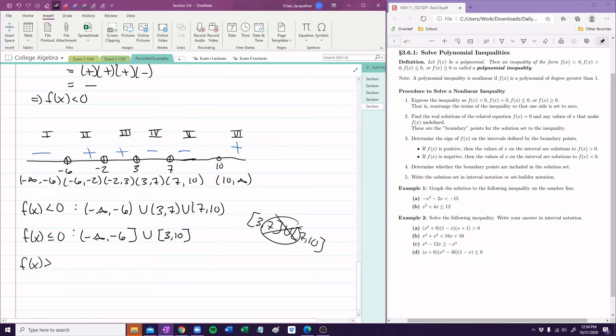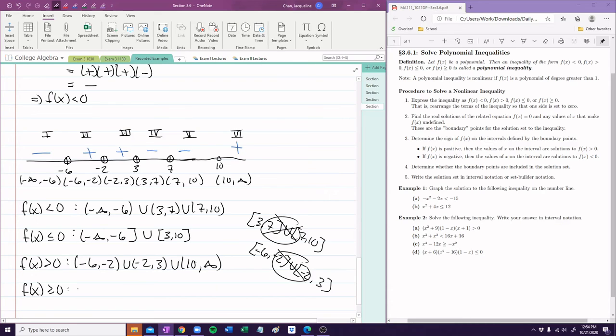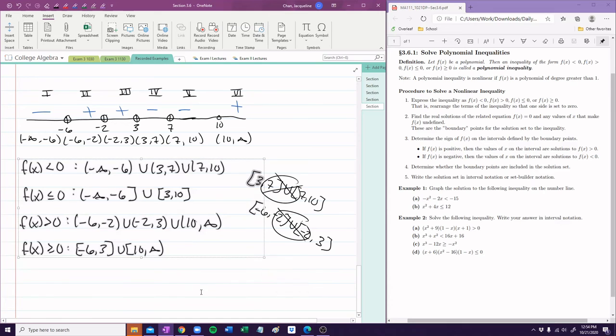So what about when f of x is greater than 0? Since it's strictly greater than, we cannot include the 0. So this is negative 6 to negative 2, union negative 2 to 3, union 10 to infinity. But when f of x is greater than or equal to 0, we include them, and it's the same concept as above. Since negative 6 to negative 2 and negative 2 to 3 are both included, we don't need to split them. So this is negative 6 to 3, union 10 to infinity. That's what it would look like for all 4 different cases.